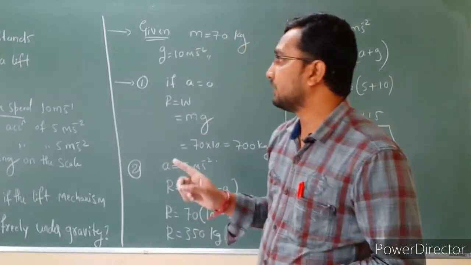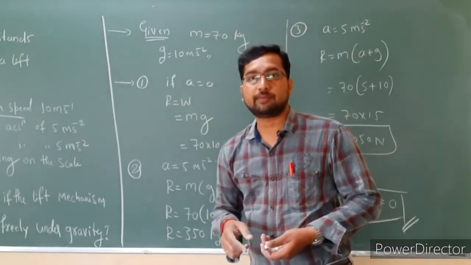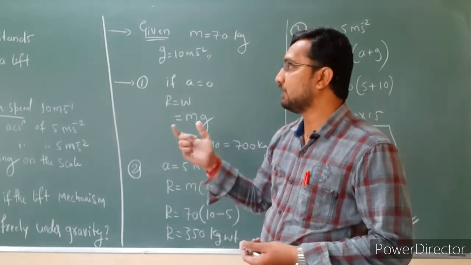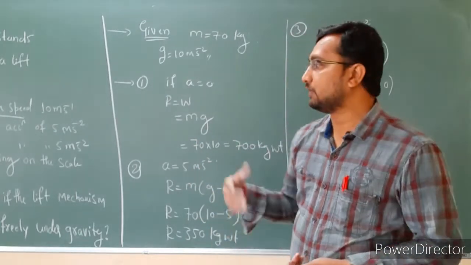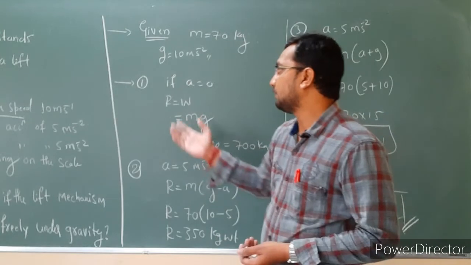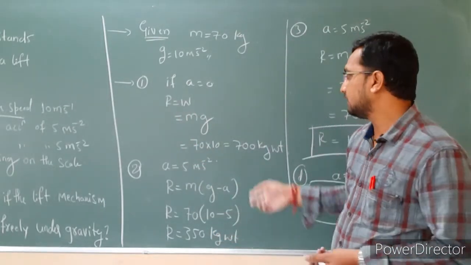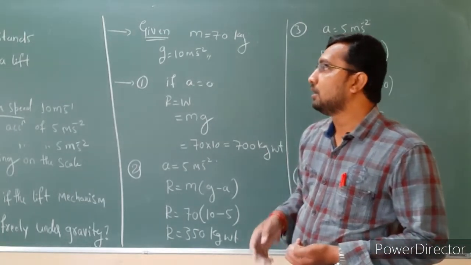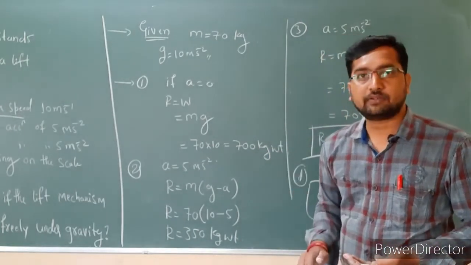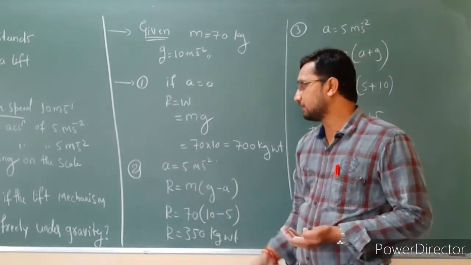See here, in the first case, the lift is moving upwards with a uniform speed of 10 meter per second. Here they mentioned uniform speed, so the acceleration of the system is 0. If the acceleration of the system is 0, the apparent weight of the person is equal to the actual weight of the person. So that is 700 kg weight. In the second case, the lift is moving in downward direction with an acceleration of 5 meter per second square.